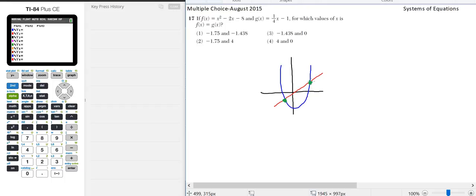So to find where f of x is equal to g of x, we're going to graph f of x and g of x on the calculator, and we'll use the intersect command in the calc menu to find exactly the x points where the graphs intersect.